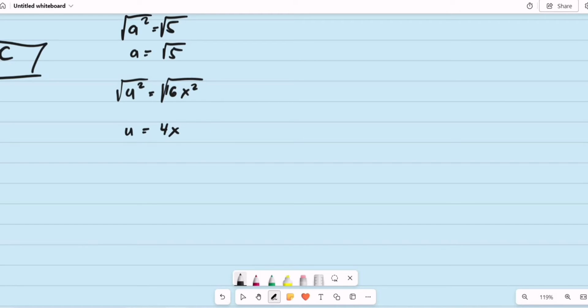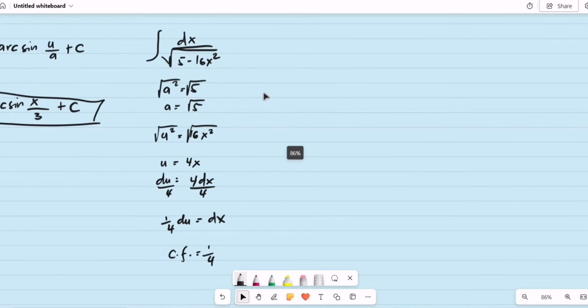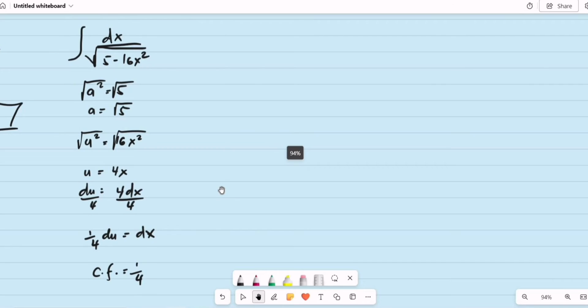If we now take the first derivative, that will be du equal to 4dx. Dividing both sides of the equation by 4, we have 1/4 of du equal to dx, which is the numerator. So we'll need to place a correction factor, which is equal to 1/4. And then we are now ready to perform integration simply by substituting these equivalents.